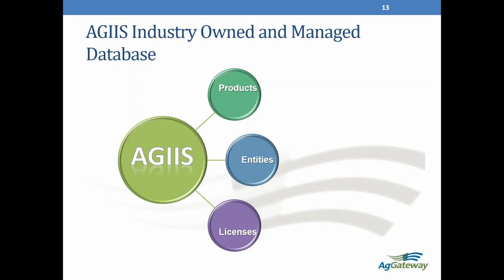An important distinction to point out about the AGIIS database is it is industry owned and managed. So the subscribers own the data that's in the database, and they also are the ones that provide the updates. So if an entity is bought out by another entity, some subscriber provides that information, and then it is disseminated across to all the other subscribers that are interested in that entity.